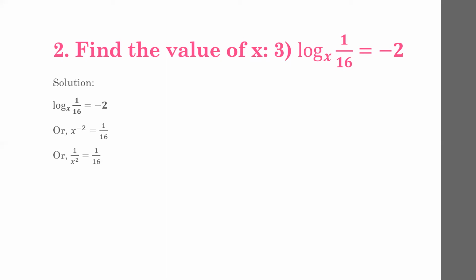Now if we reciprocate both sides of the equation, we can write x square equals 16. Now doing the square root on both sides, 16 can be written as 4 square. So if we do the square root on both sides, we will have x equals 4. So this is our required solution.